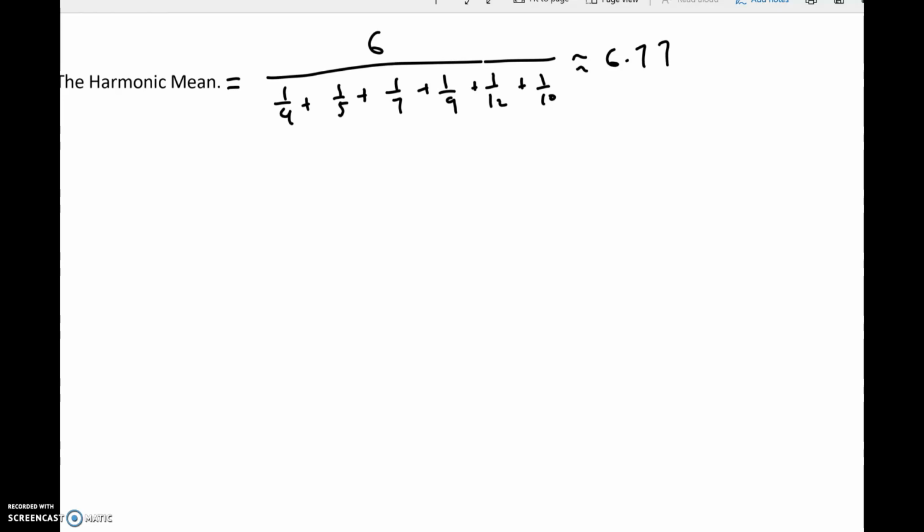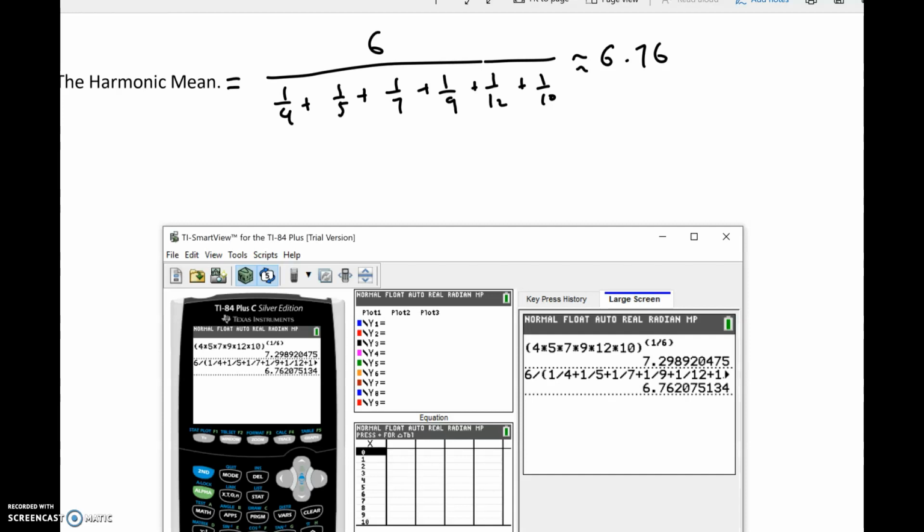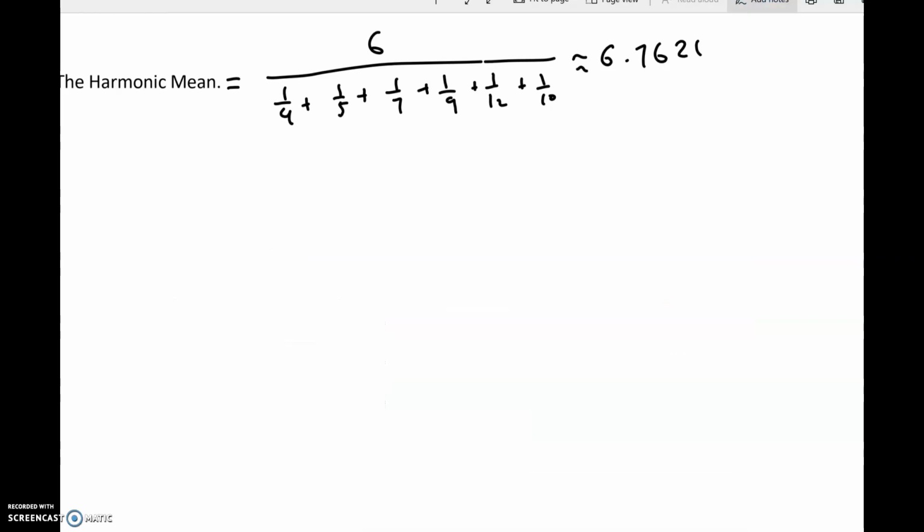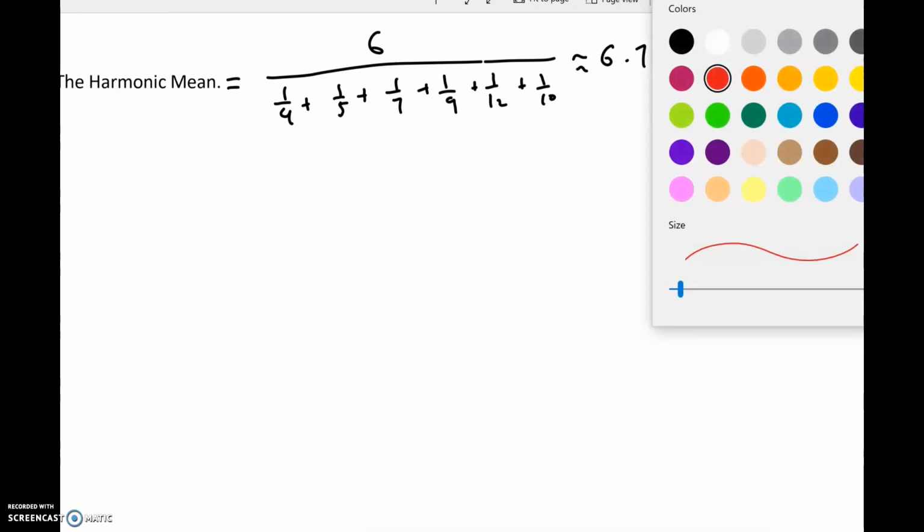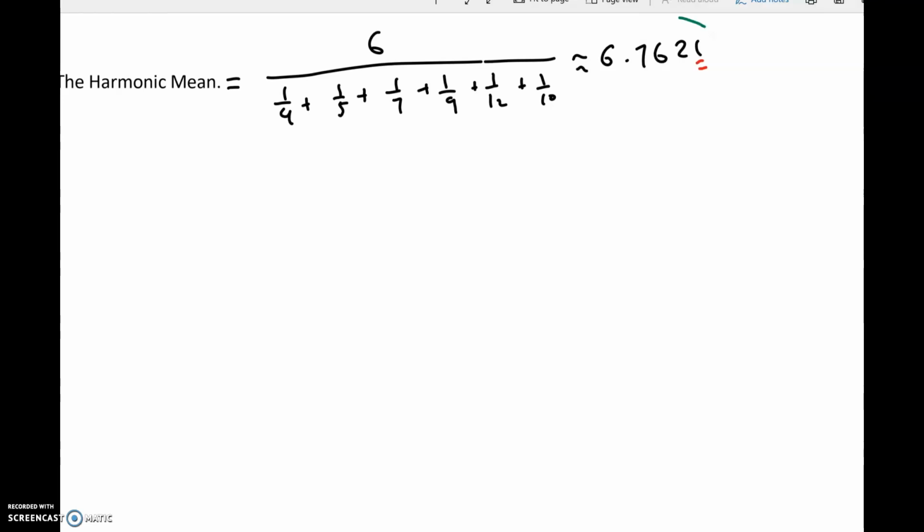Oops, 6.70, whoops, yeah, no, 6.7621. And the 1 is just a surrounding. So that happens to be our main answer.